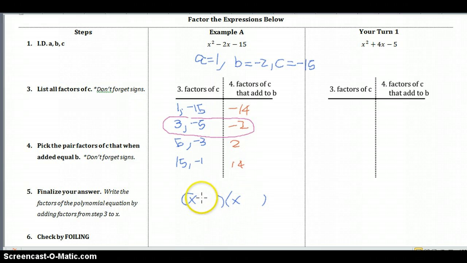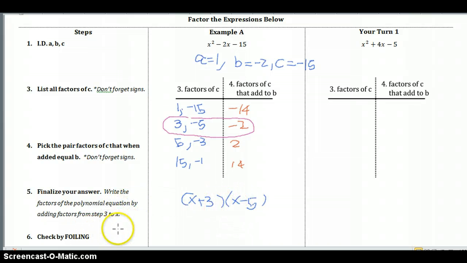And the numbers that we're going to add to x are going to be the numbers that we get from our factors of c. So for my first factor, I should have x plus 3. And the second factor is going to be x plus negative 5. And when you add a negative 5, that's the same as minusing 5. So we have x minus 5. Alright, so we have our two factors, x plus 3 and x minus 5.